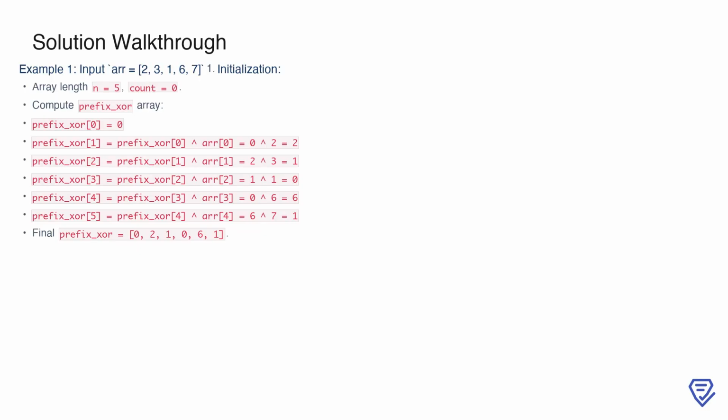To solve the problem, we start by initializing some key variables. The array length is stored as n equals 5, and a counter count is initialized to 0 to keep track of valid triplet counts. The next step is to compute the prefix_XOR array, which helps us efficiently determine XOR values for any subarray. We start with prefix_XOR[0] equals 0.